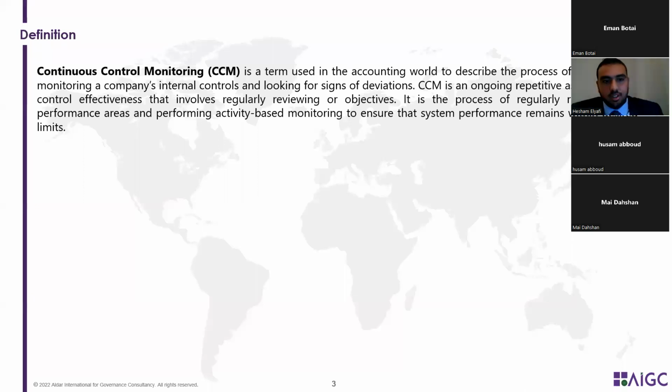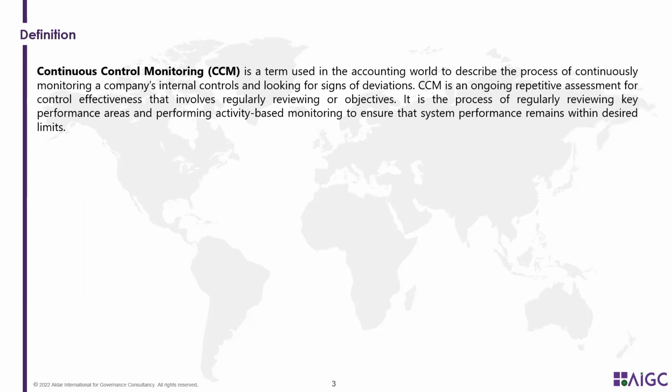Thank you. So continuous control monitoring and continuous audit are both terms used in accounting work to describe the process of continuously monitoring an activity within the business, whether it's monitoring the processes, internal controls, or systems, and looking for signs of deviation. By its nature, CCM is an ongoing, repetitive assessment of control effectiveness that involves regularly reviewing the tests and objectives, whether they are performance indicators, activity-based indicators, or measures, in order to make sure that our business is operating within the desired limits.